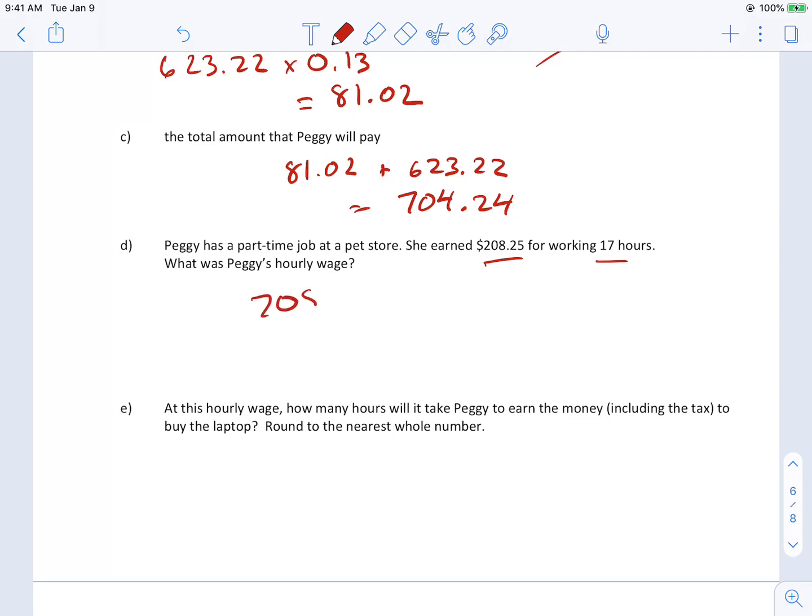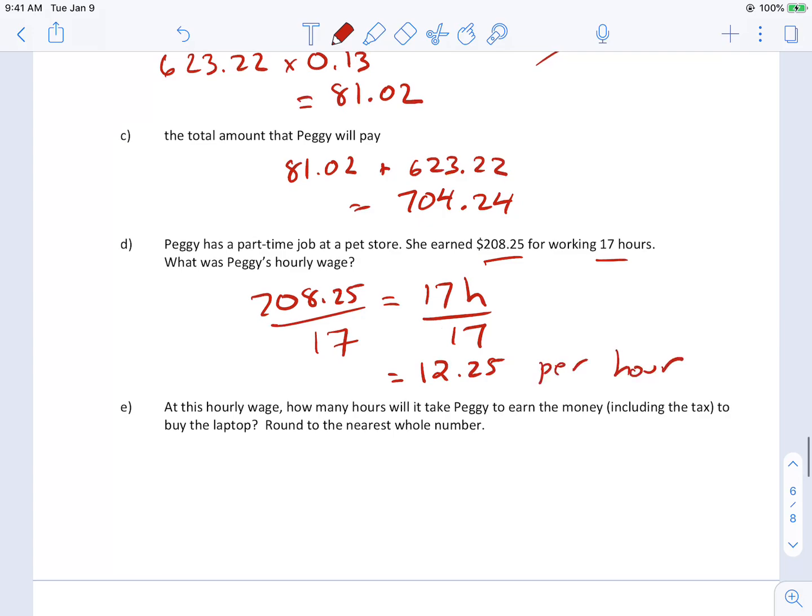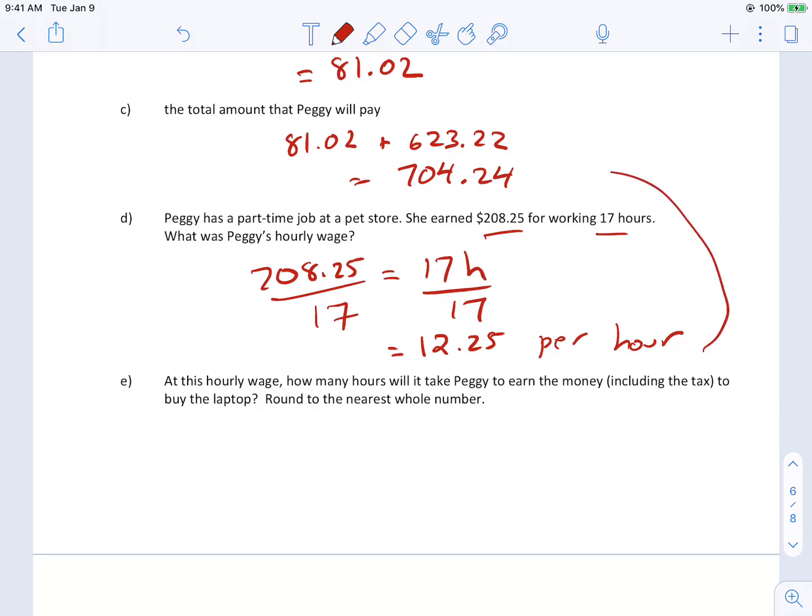She earned $208.25, working 17 hours. So let's see how much she made. We'll divide it by the number of hours she worked. So we have $208.25 divided by 17. She makes $12.25 per hour. So how long is it going to take her to earn all of that money?